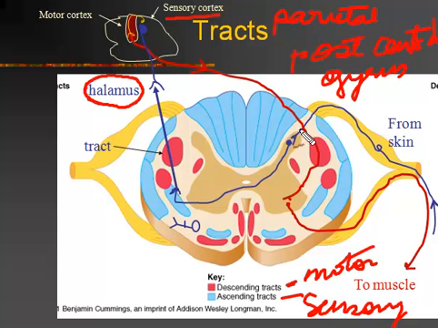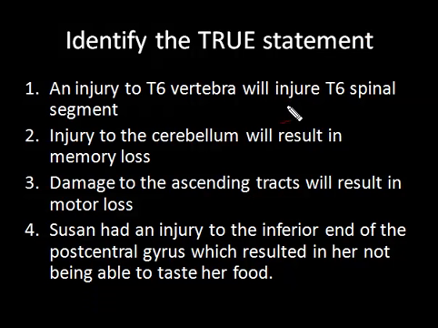So sensory tracts are tracts which carry information to the brain. When information is carried to the brain, it's ascending and it is sensory. Information which comes down from the brain and then goes out to muscles, because it's coming down, we call them descending tracts, and they are motor fibers. And I also want you to see that all these tracts are present in the white matter. So damage to the ascending tracts will result in motor loss is also not true. So we had that these three statements were not true.